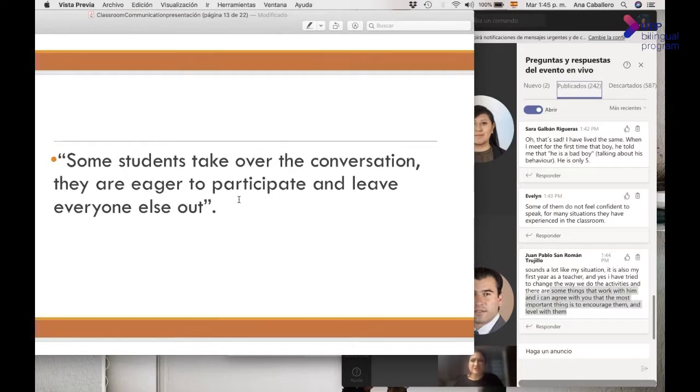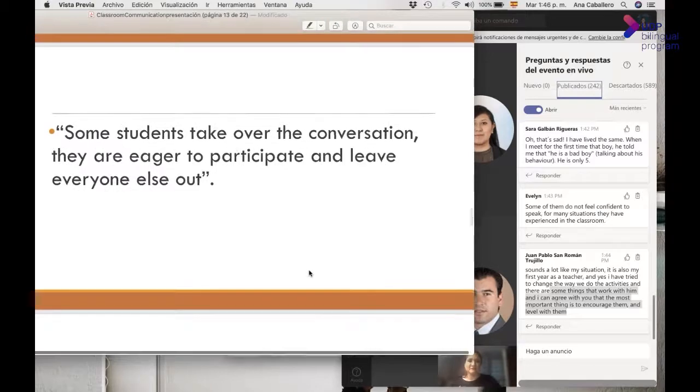Some students take over the conversation, they're eager to participate and leave everyone else out. We all have the typical "me" student. And yes, we don't want to discourage this student who always wants to help us, but we also want other students to participate. So what can we do? Different strategies, like using sticks to get their names out, or using different interaction patterns so we can monitor what they say. I'm going to go over interaction patterns in a moment, because this is a very useful way to give everyone an opportunity to participate.